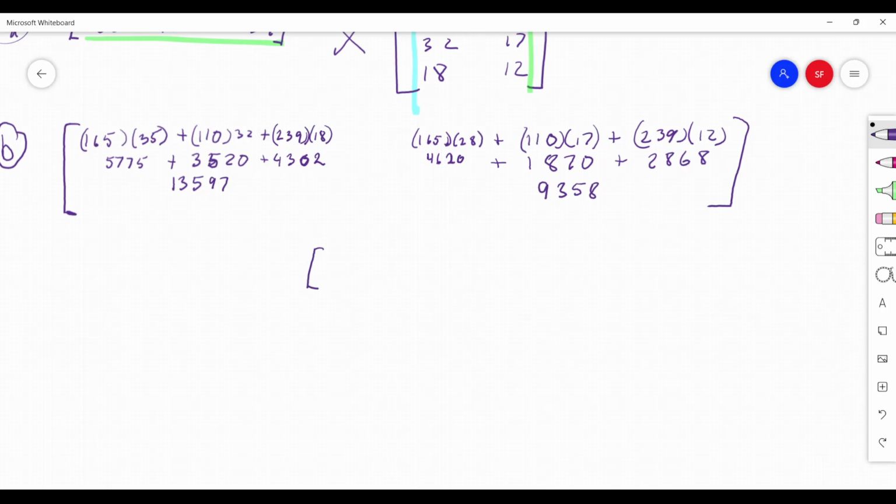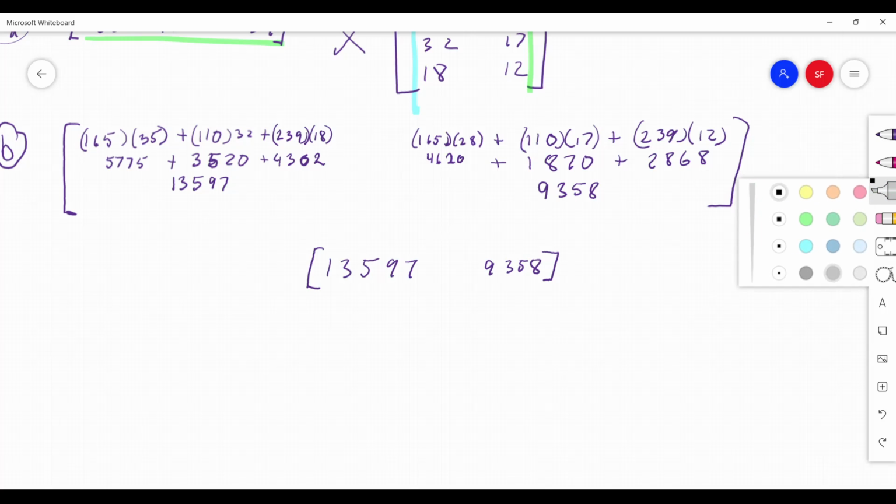9,358. So our matrix is 13,597 and 9,358. In this matrix, what do each one of these numbers represent? You may need to open your book to remind yourself which column is which. But what do those numbers represent?